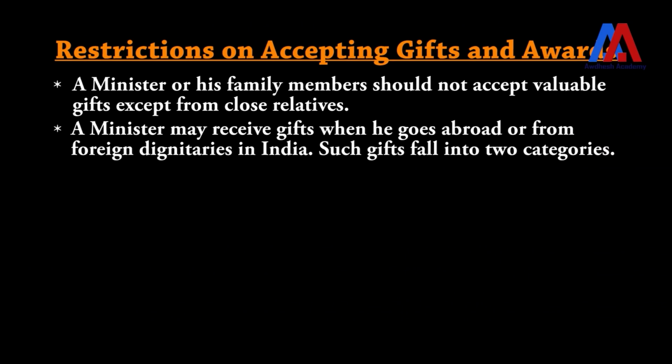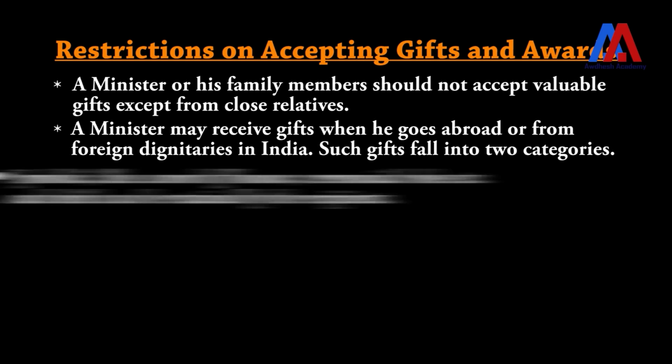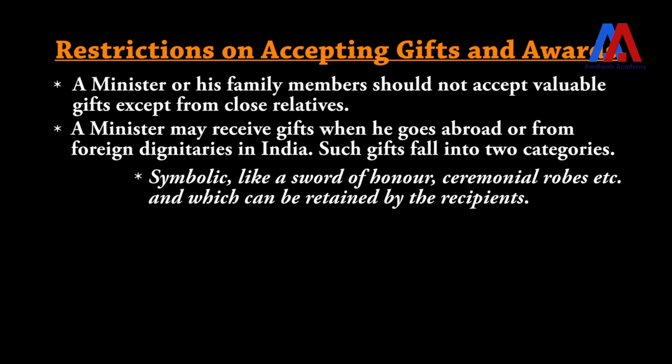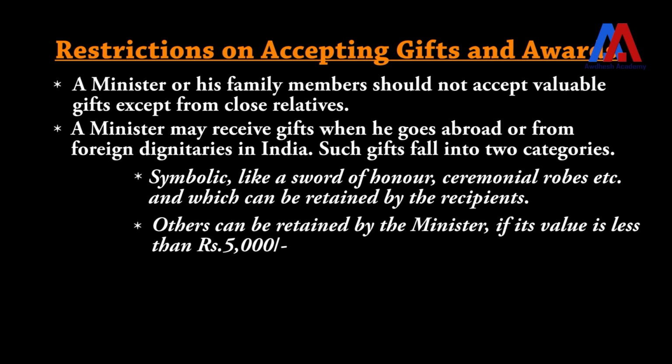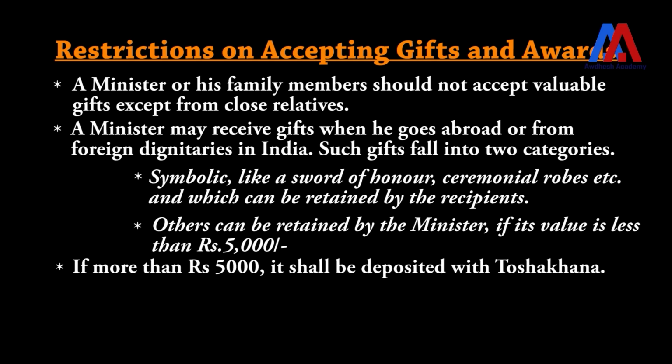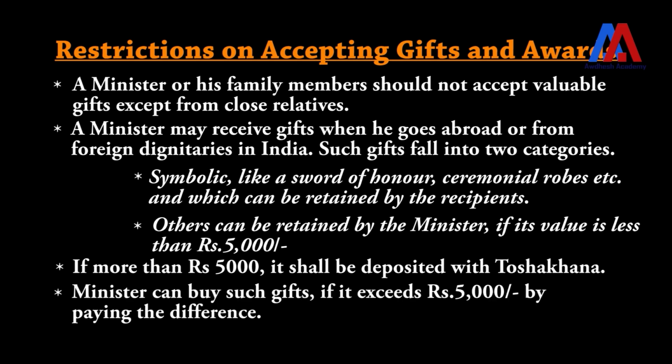A minister may receive gifts if he goes abroad or from foreign dignitaries in India, but such gifts fall into two categories. What are those? The first category is symbolic, like the sword of honor or ceremonial robes, which can be retained by the recipient. The second is other gifts, which can be retained by the minister if the value is less than 5,000 rupees. Suppose the gift is more than 5,000 rupees, then the minister should not accept it and it should be deposited with the Toshakhana. The Toshakhana will do a valuation of the gift, and if the value is less than 5,000 rupees, the minister can keep it, and if the value is more than 5,000, then the minister can pay the difference and then retain the gift.